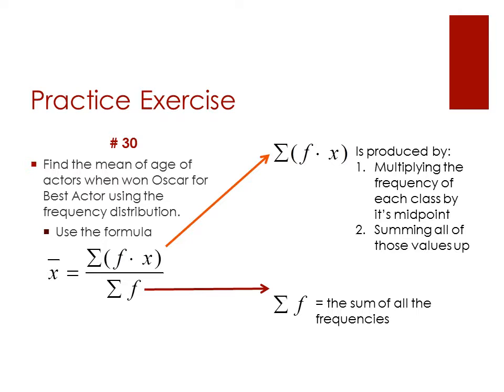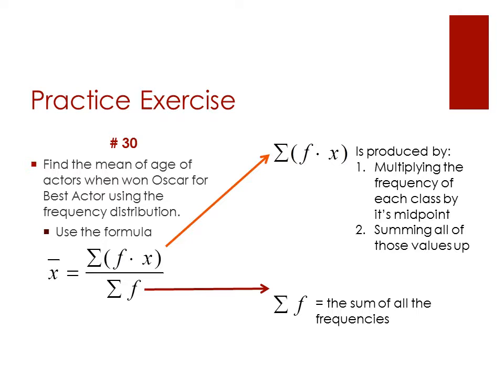Again, working outside of the correct order of operations is a place where people make a lot of mistakes. It's very difficult then to figure it out because it looks to you like you're following the formula, but you're actually doing the operations out of order. So when we're looking at this problem here, what we're going to do is multiply the frequency of each class by its midpoint.